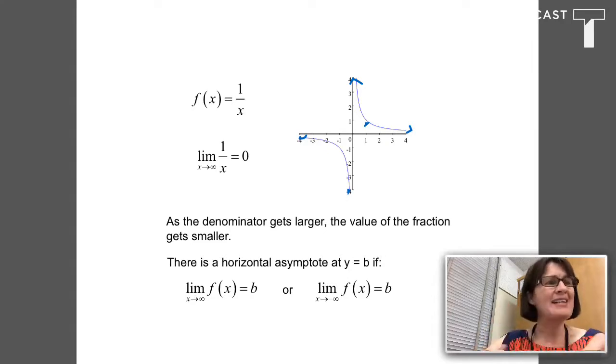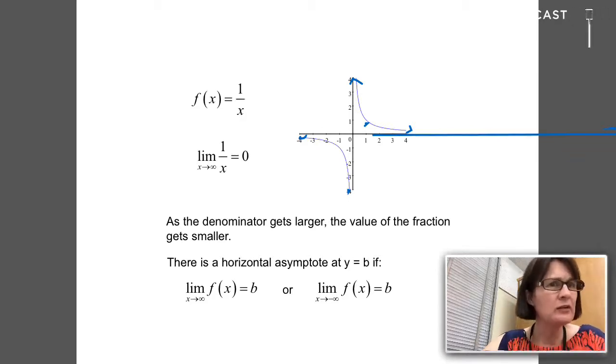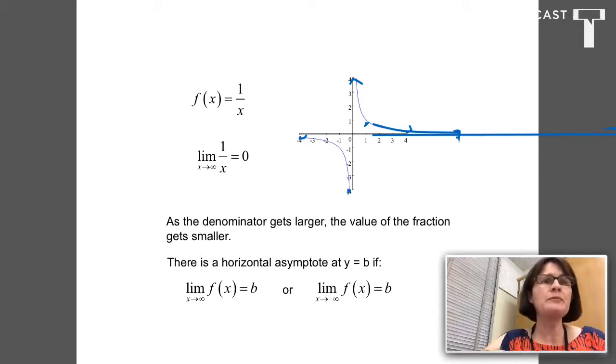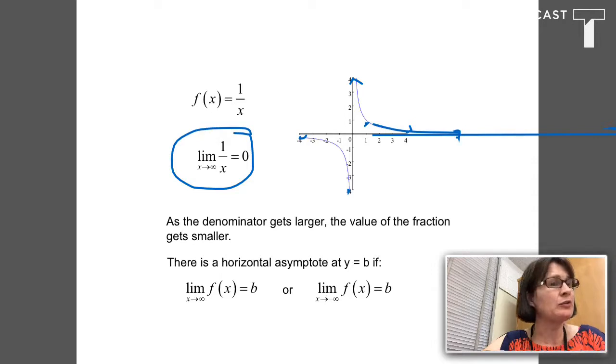I can say that as I let x approach positive infinity, if I'm going to let my x values keep going, what happens to my y values? My y values with bigger and bigger denominators are going to get closer and closer to 0. So using this notation we've been talking about, I would say the limit of 1 over x as x approaches infinity is 0.